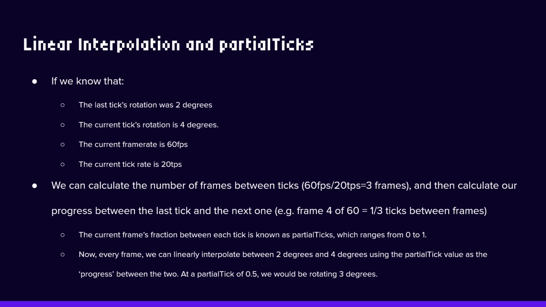So every single frame, if we take that 2 degree value from the last tick and the 4 degree value from the current tick, and then we linearly interpolate between those values and use partialTicks as the progress, so a range from 0 to 1, then we will get a smooth looking, linearly at least, animation between 2 and 4. So at 0.5 partialTick, you would get 3 as your degree value. So it will smoothly animate between those two at the highest rate it possibly can.